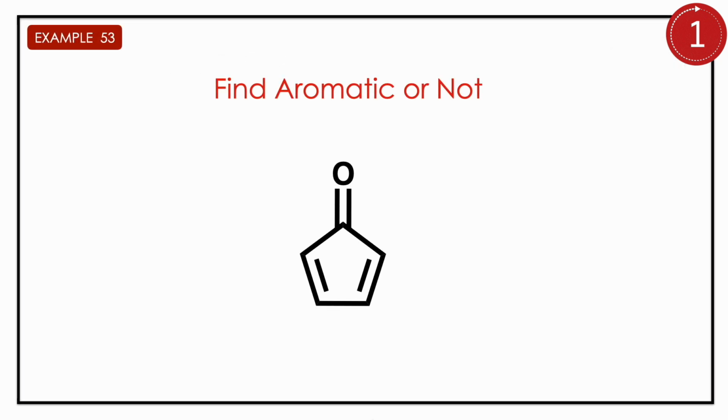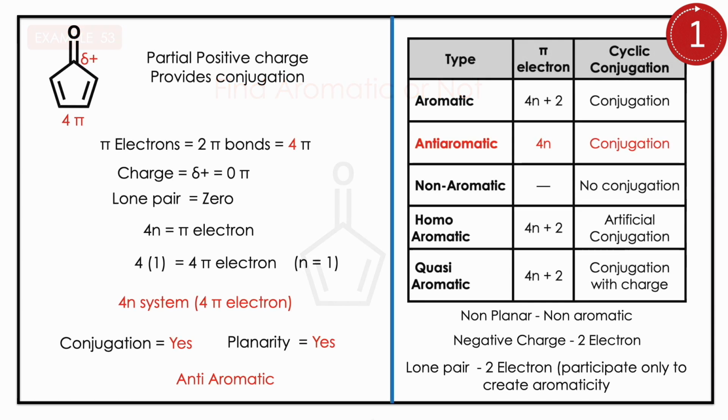Then the next example, you have cyclopentadienyl in ketone form. You should find whether the given compound is aromatic or not. Here a ketone is there. The ketone provides partial positive charge. It also helps the conjugation. So we can go by the normal procedure. So it has 2 pi bonds. So 4 pi electrons.